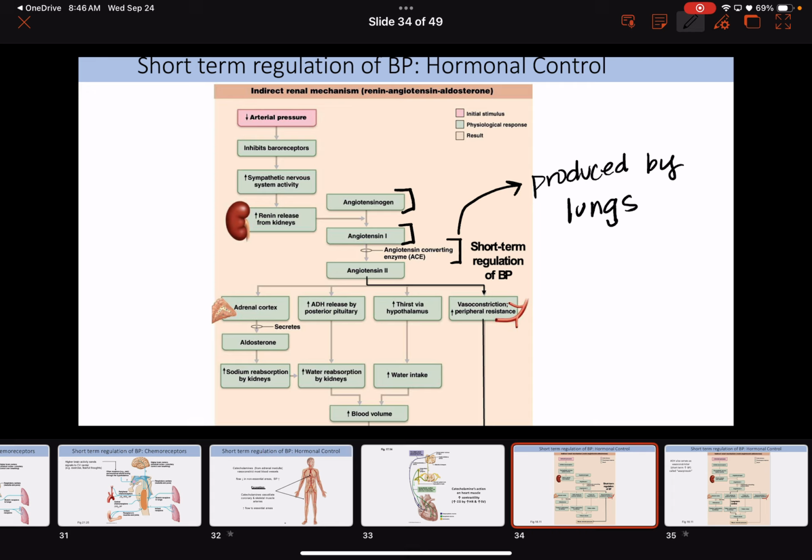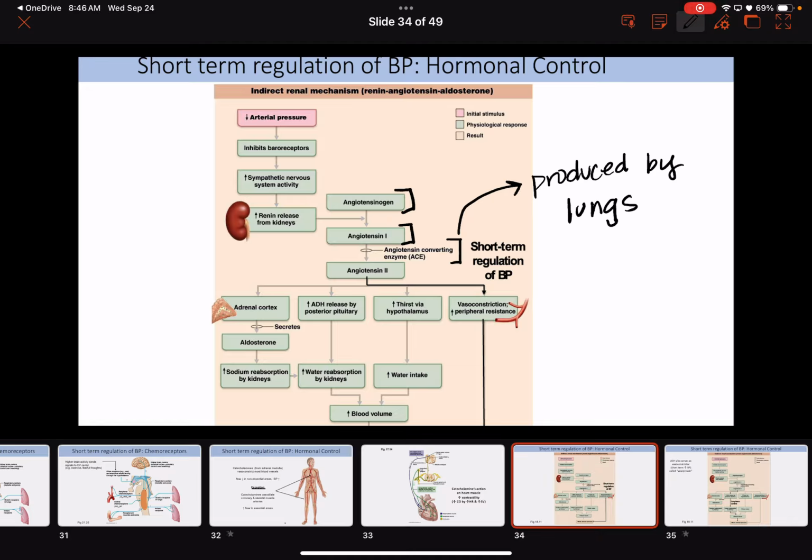pressure. On the short term, a short-term regulation of blood pressure, and you can see the black line leading down on the right, is that angiotensin 2 is going to cause vasoconstriction body-wide. But that's just a short-term fix. That's just a temporary fix at the start of this pathway. We're going to have other things that are going to be more of a long-term resolution to that.